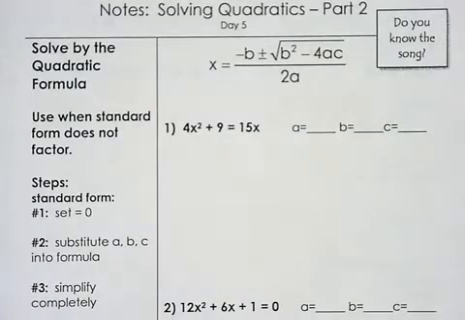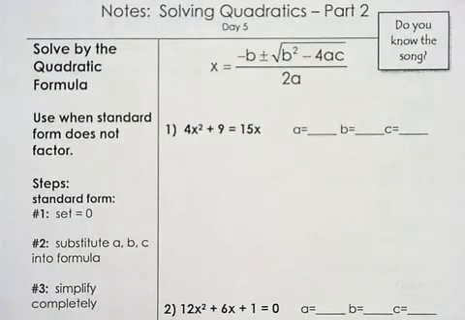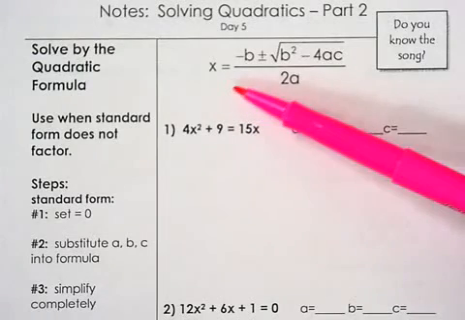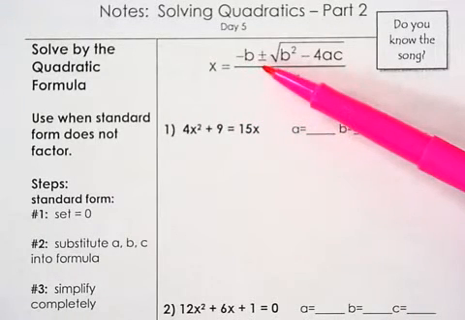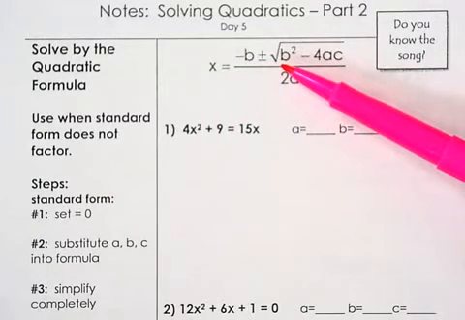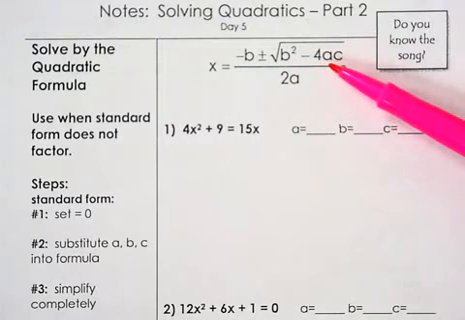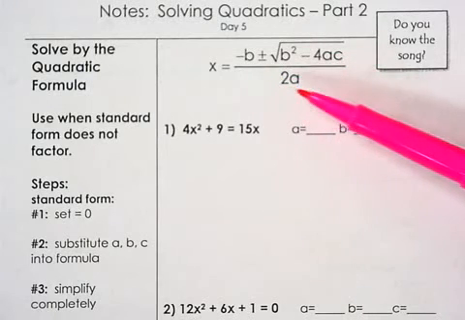Today we're going to solve quadratic equations by using the quadratic formula. You should recall this from Algebra 1. You did learn this in Algebra 1. So the quadratic formula, just to review, is x equals negative b plus or minus the square root of b squared minus 4 times a times c, all over 2a.